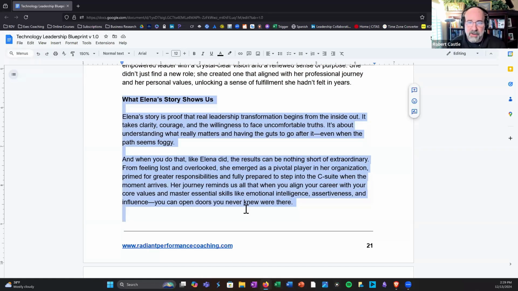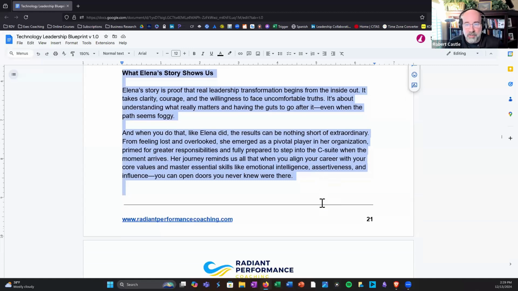From feeling lost and overlooked, she emerged as a pivotal player. She's primed for greater responsibilities and fully prepared to step into the C-suite when the moment arrives. Her journey reminds us that when you align your career with your core values and master essential skills like emotional intelligence, assertiveness, and influence, you can open doors that you never knew were there.